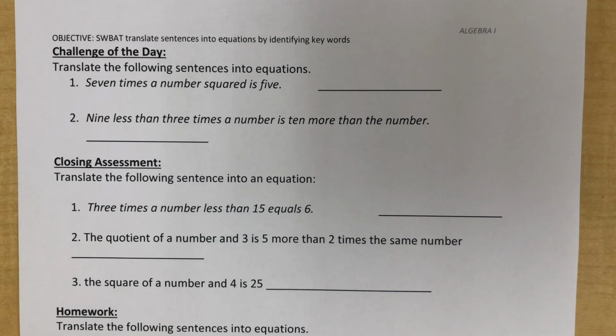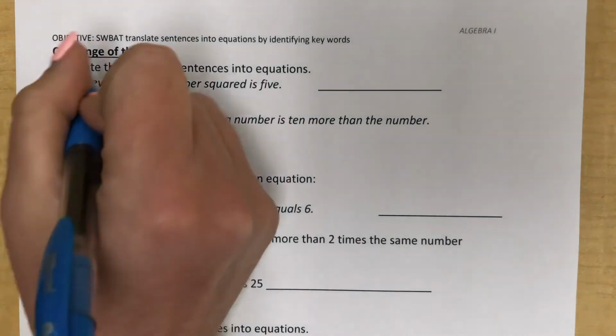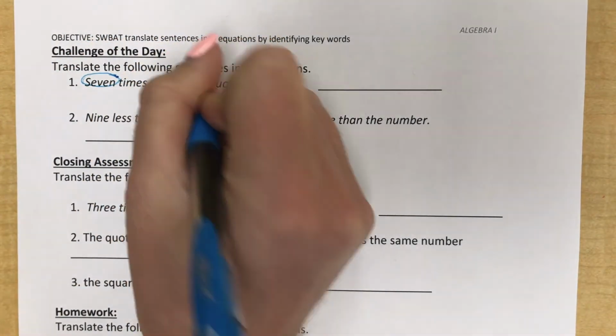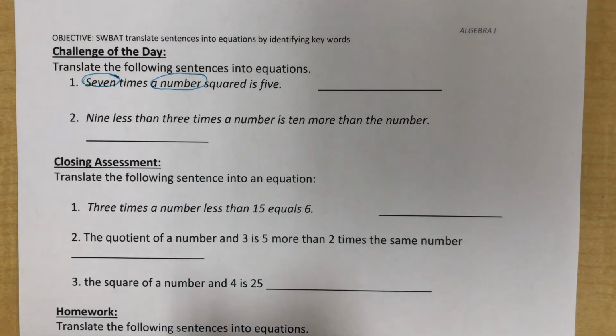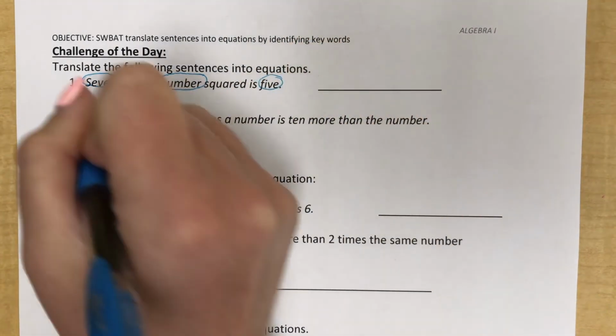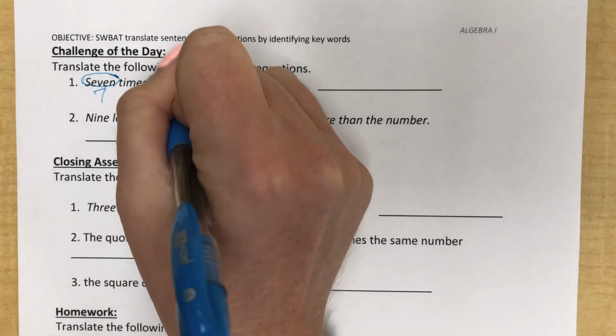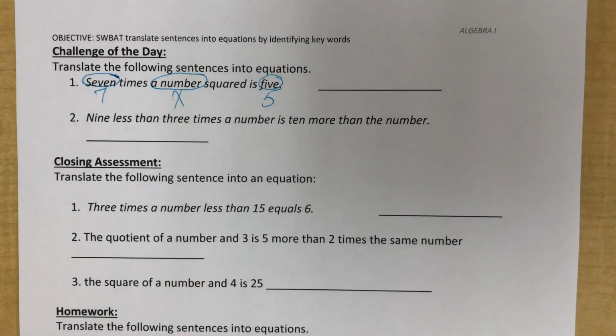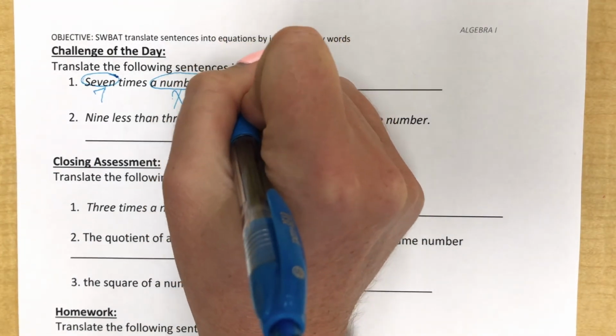Okay, as I read the directions, it says translate the following sentences into equations. So just like we were doing before, we want to cube this question. So I'm going to start by circling my key numbers. 7 times a number squared is 5. So I'm going to rewrite 7, a number, and 5. Now there's actually another number here and it's squared. So let me circle that as well.